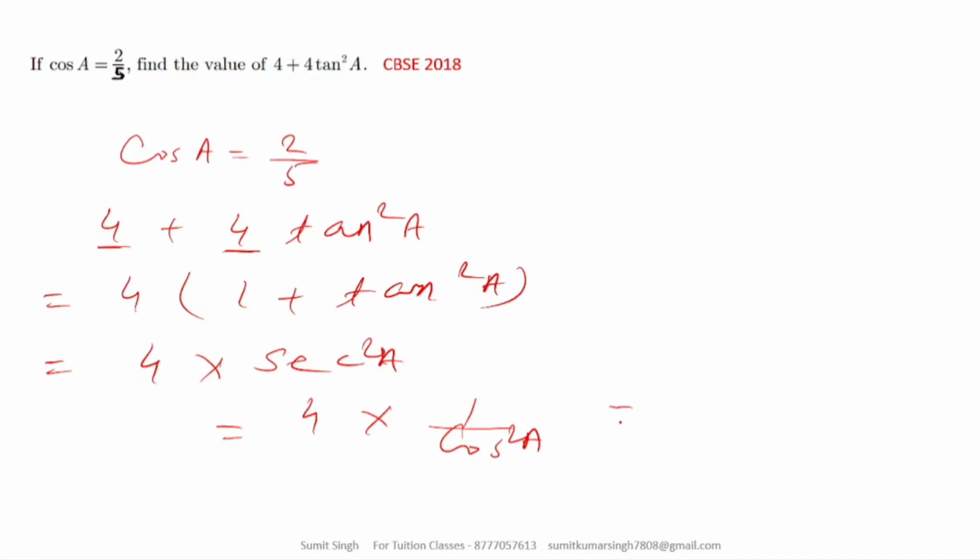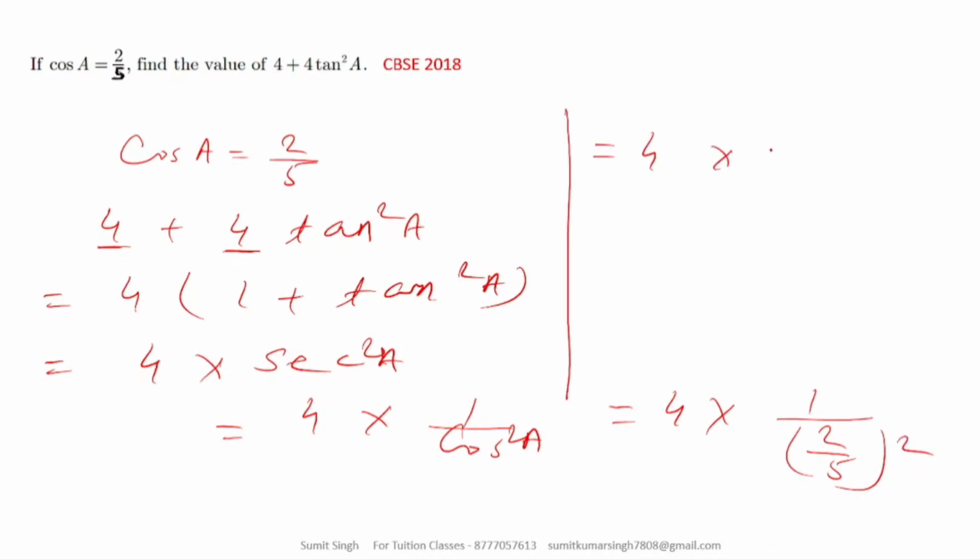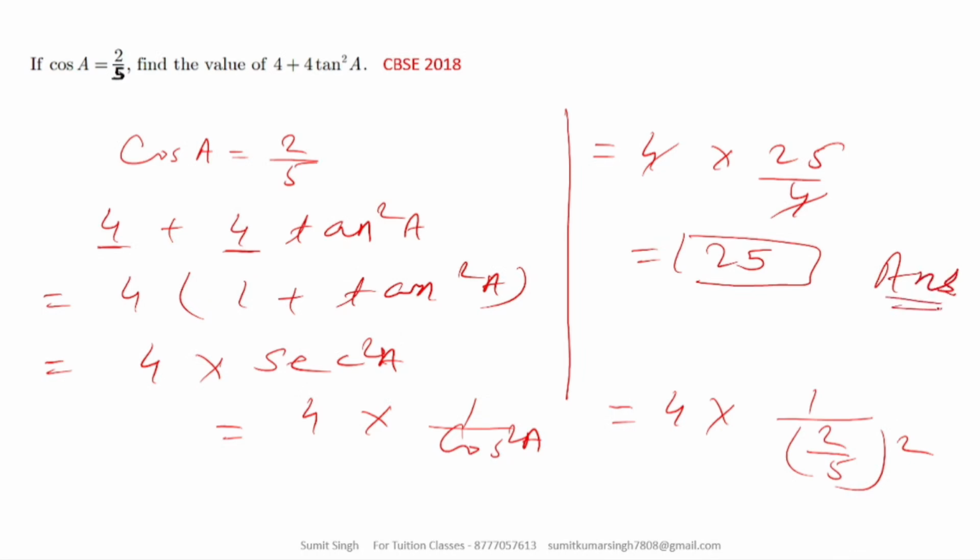Now we substitute the values, 2 by 5 the whole square. When we simplify, it will be equal to 4 times 25 by 4. The 4s cancel, so we have only 25. In this way, 25 is the correct answer for this question.